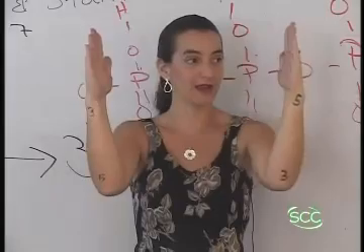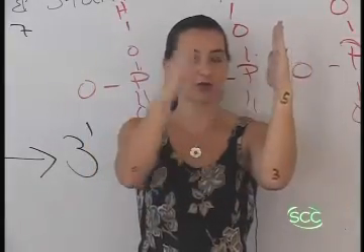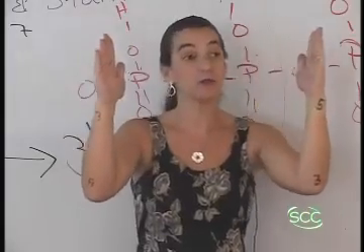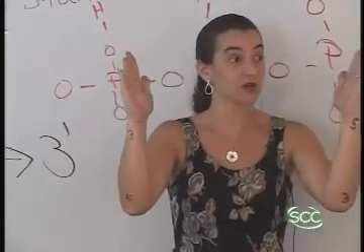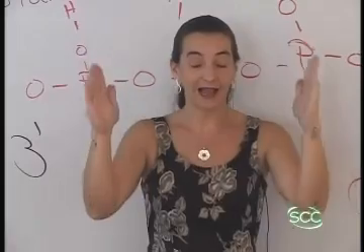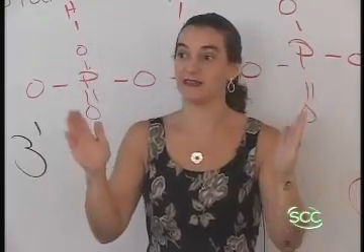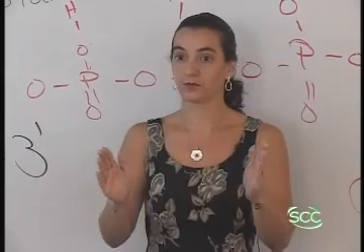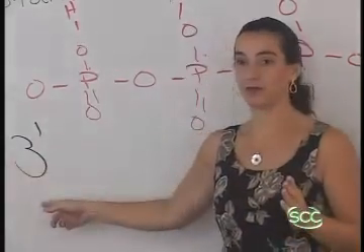So when I separate it out, I'm going to replicate from here to here. But on this side, I have to go from here to here. So I'm going to be replicating in opposite directions, aren't I? And I can only add nucleotides in that 5' to 3' direction.